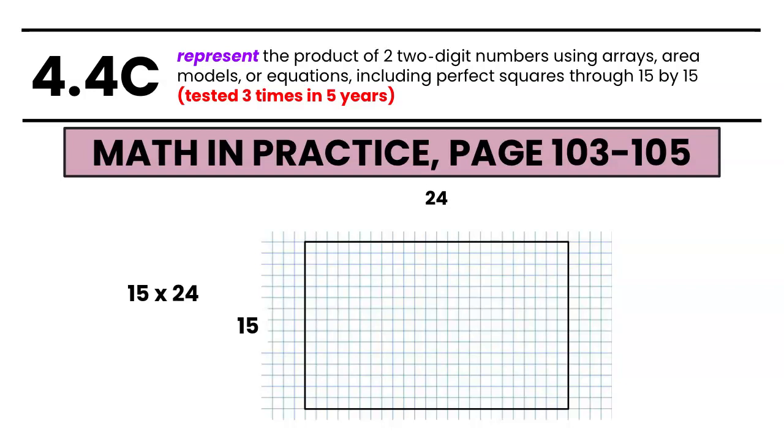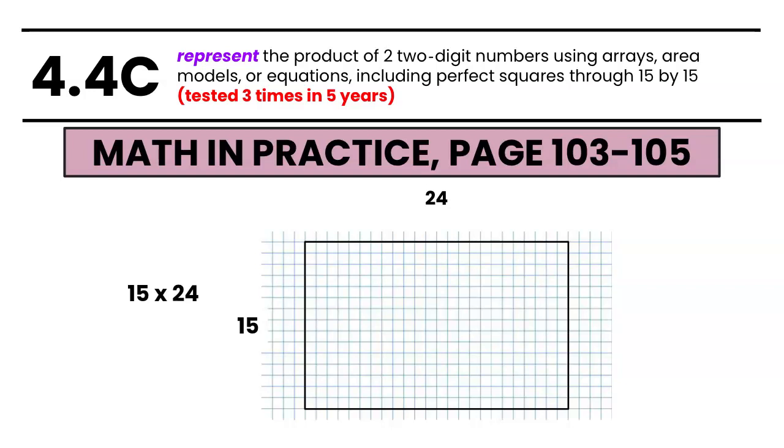As we move into talking about the product of 2-digit numbers, the Math and Practice script on page 103 through 105 could not be any better. This lines it up perfectly for you as the teacher to explain how we use an area model in order to determine the product of 2-digit numbers. I'm going to try my best to just illustrate this for you in real time so that you can see how it works.